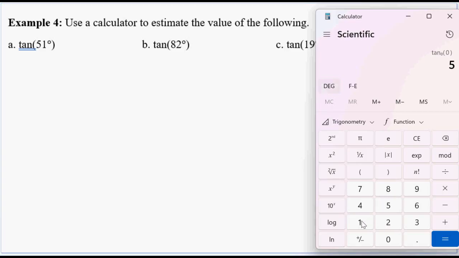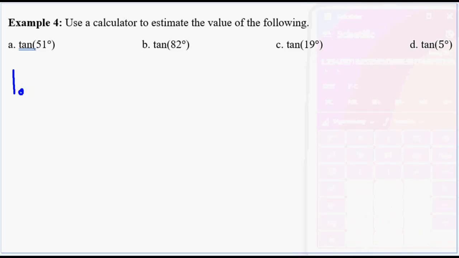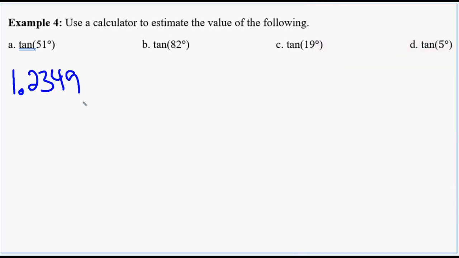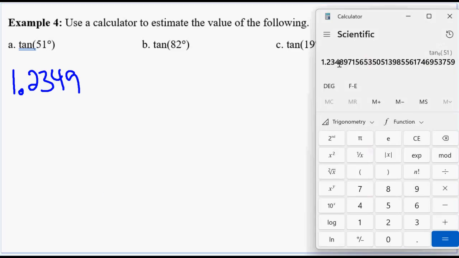So now I'm going to type in 51, trig, hit the tan key. And there's our output. We usually round these traditionally to 4 decimal places. So 1.2349. Up next, tan of 82. 82, trig, tan, 7.1154.